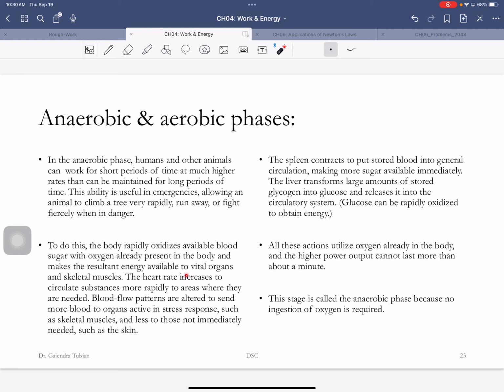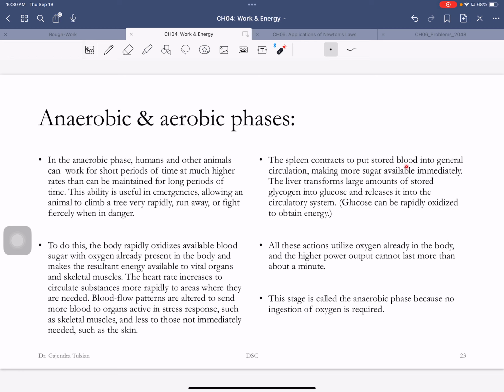And makes the resultant energy available to vital organs and skeletal muscles. The heart rate increases to circulate blood substances more rapidly to areas where they're needed. Blood flow patterns are altered to send blood to organs active in stress response. So all this is happening very fast, and all this can only last about 1 minute. Okay? So there are so many things happening.